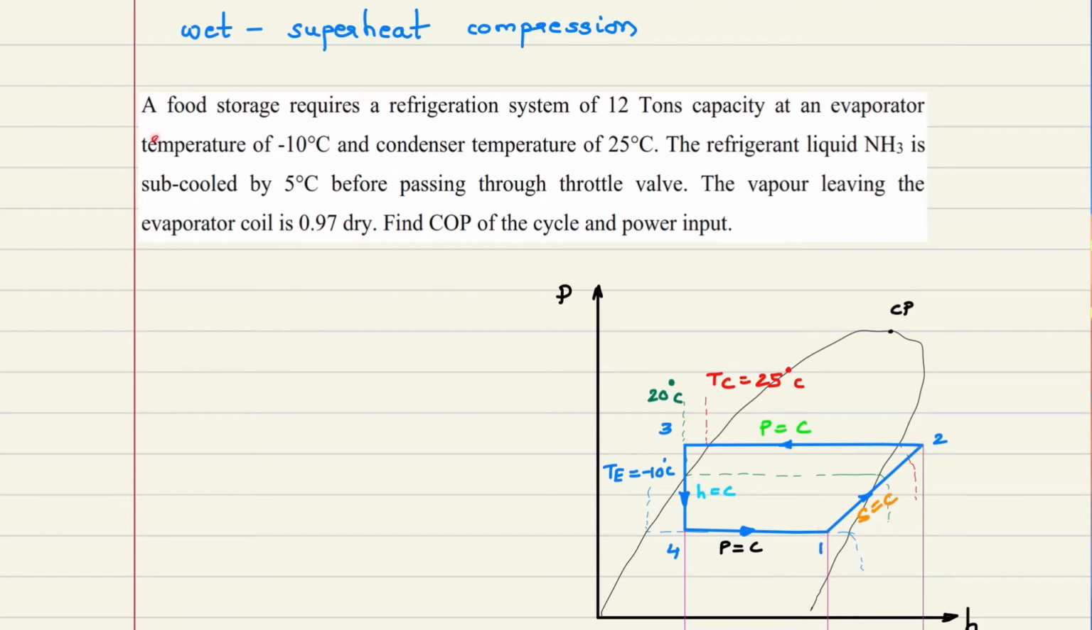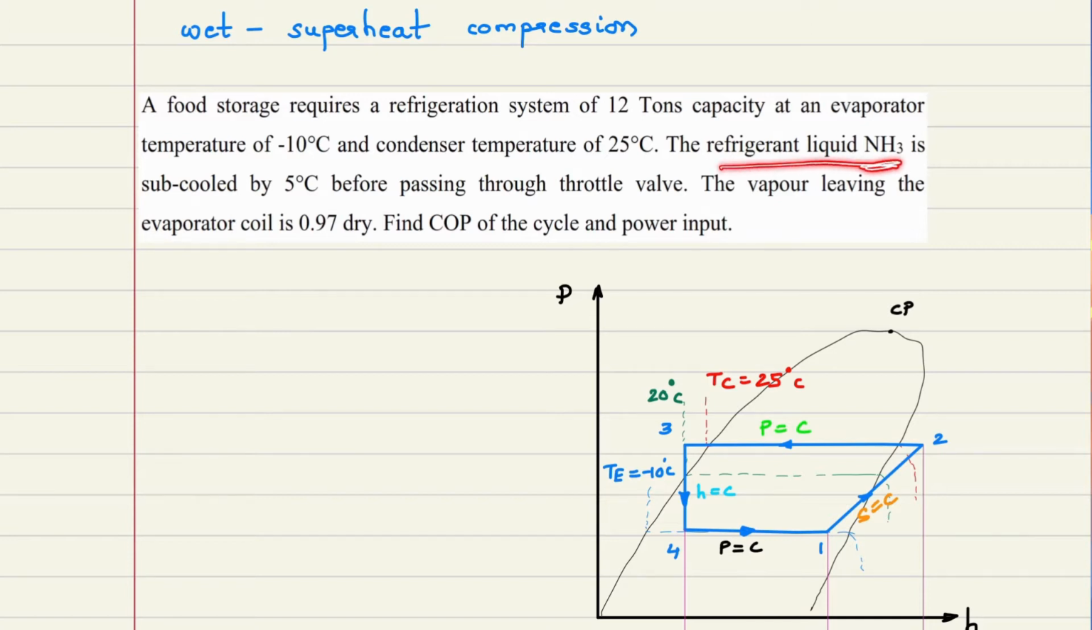A food storage requires a refrigeration system of 12 tons capacity. What is given? Capacity 12 TR at an evaporator temperature of -10. Here I have marked T low or T evaporator as -10 degrees Celsius and condenser temperature of 25 degrees Celsius. So T high or TC is 25 degrees Celsius. The refrigerant liquid ammonia is subcooled by 5 degrees Celsius. So here you can see, read this data carefully.